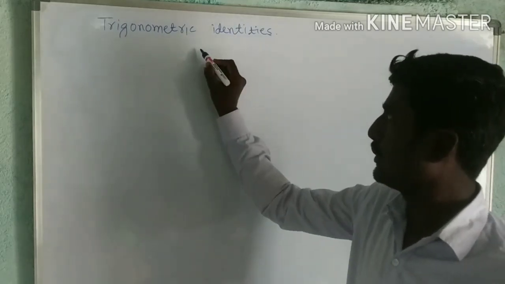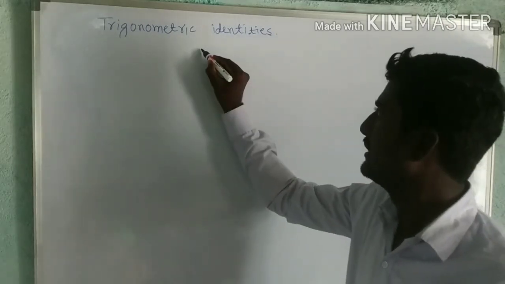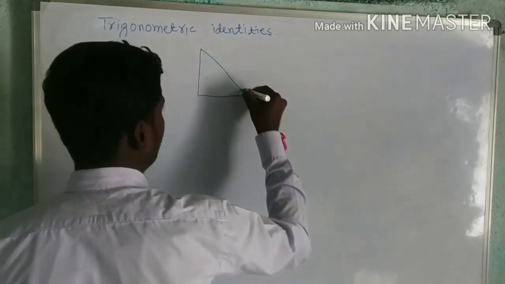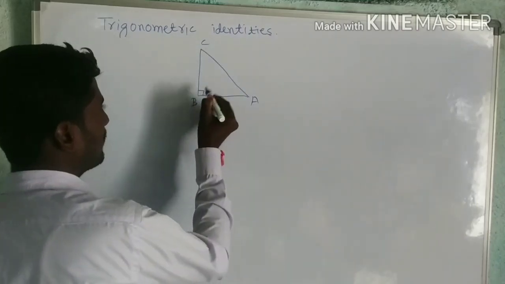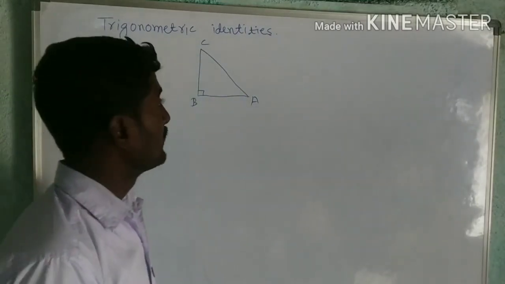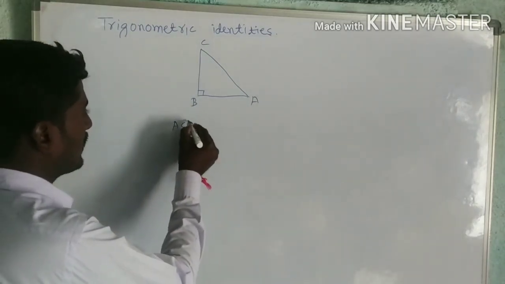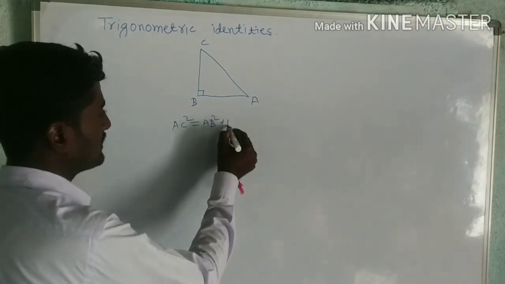So to solve or to get the identities, let us consider one right angle triangle. Now we will take one right angle triangle. Now this is A, B and this is C. Now angle B is 90 degree. Now let us apply the Pythagoras theorem here. So AC square is equal to AB square plus BC square.